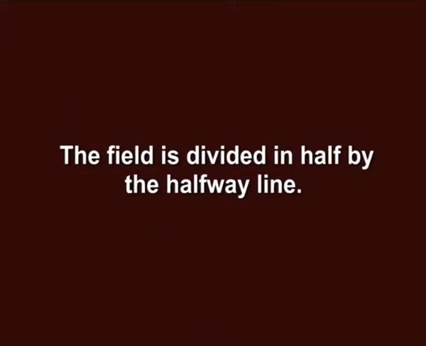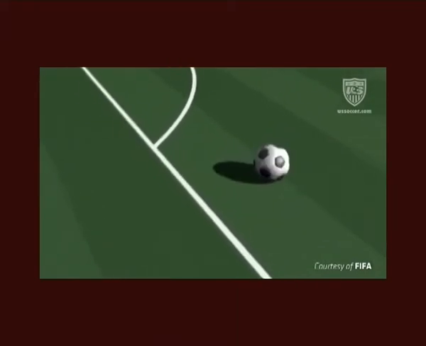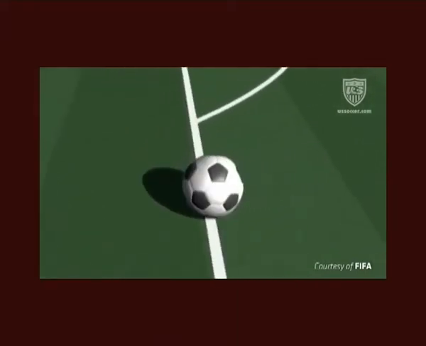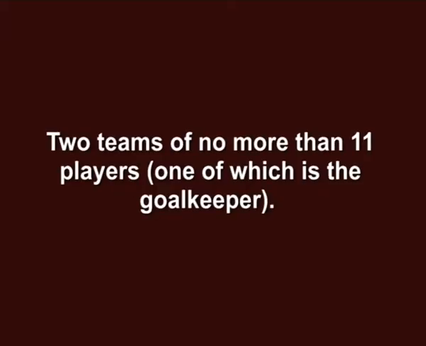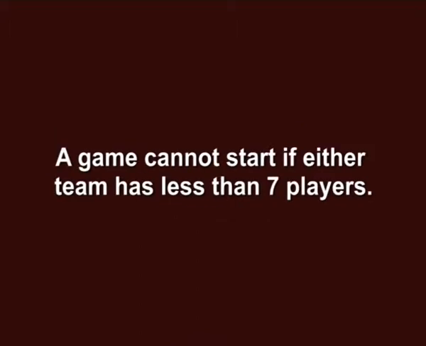The field is divided in half by the halfway line. The ball must be spherical, made of leather or similar, that is 68 to 70 centimeters in circumference and of a certain pressure. Number of players: two teams of not more than 11 players, one of which is the goalkeeper. A game cannot start if either team has less than 7 players.